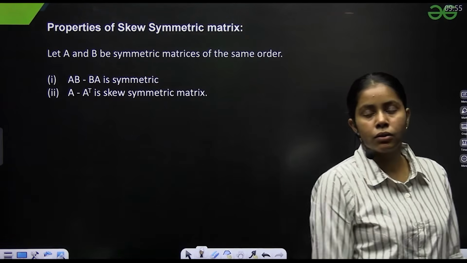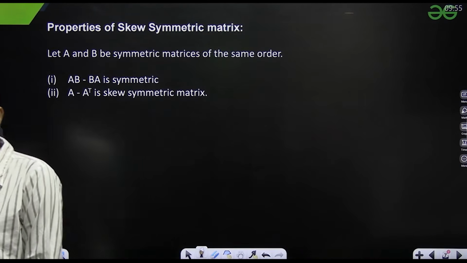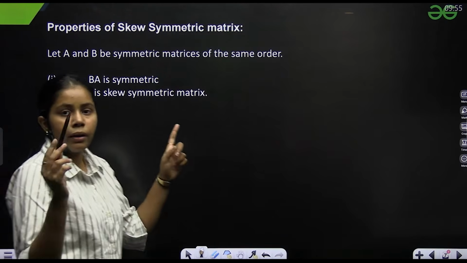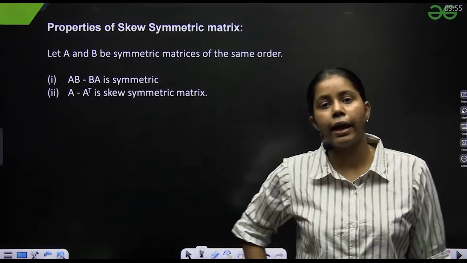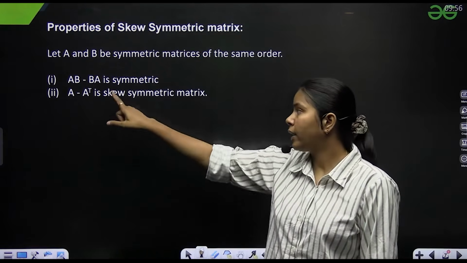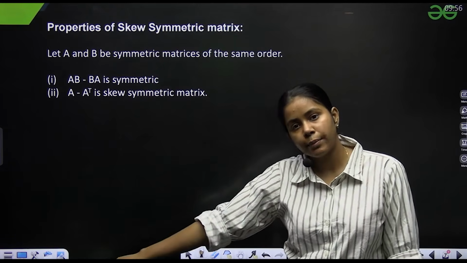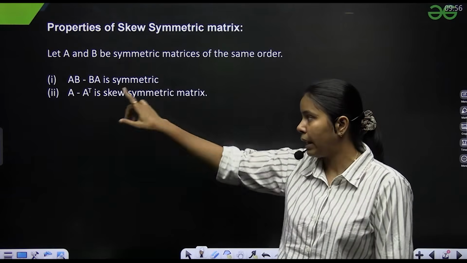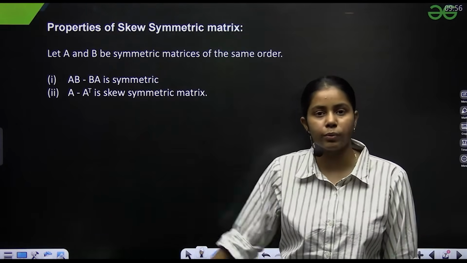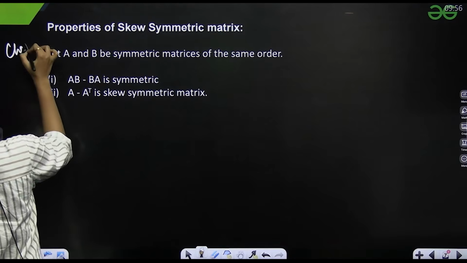Again, you can check these properties by yourself, whether AB minus BA is symmetric or not, A minus A transpose. Likewise, we have done for symmetric, you can do that. When we discussed symmetricity, I said that AB plus BA is symmetric. But for skew-symmetric, AB minus BA is skew-symmetric. AB plus BA is symmetric, AB minus BA would be skew-symmetric, and A plus A transpose I have written as symmetric, A minus A transpose as skew-symmetric. So just check this by yourself because it is the same.